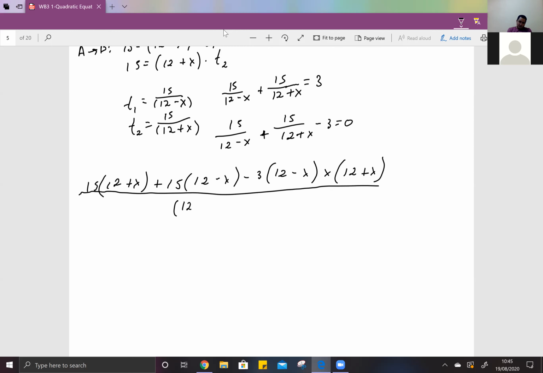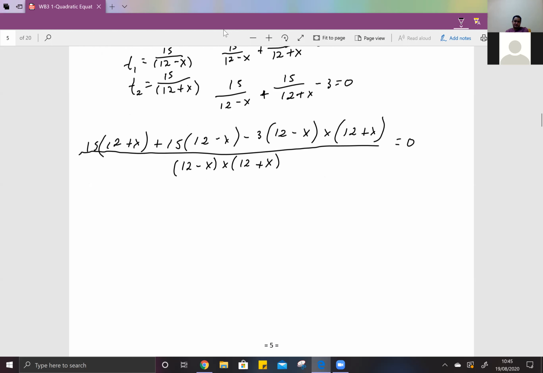For algebraic multiplication, we don't have to write that multiplication sign, Amira, because we can understand that it's multiplied, right? So we can just write 12 minus X, 12 plus X. We know that they are multiplied by each other. This multiplication sign, we don't have to write it.